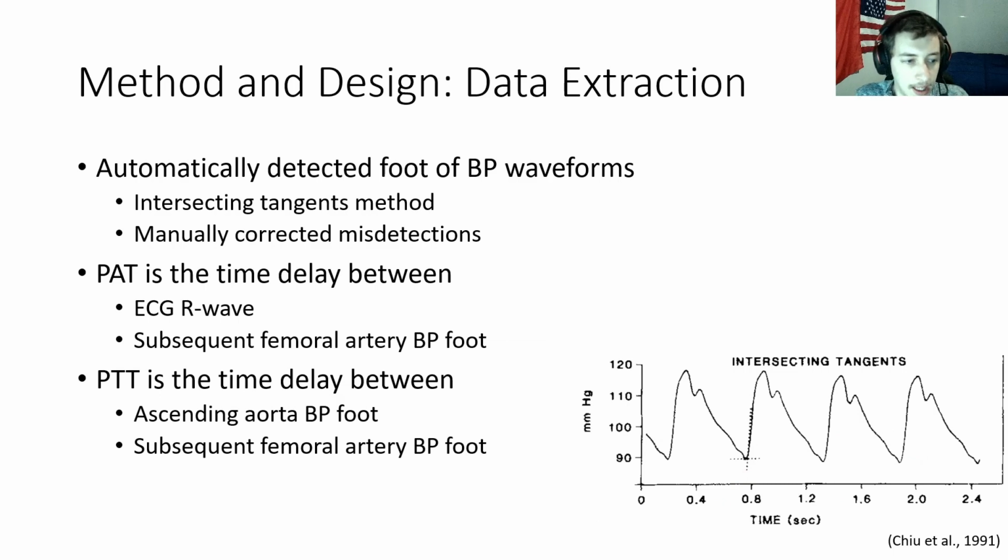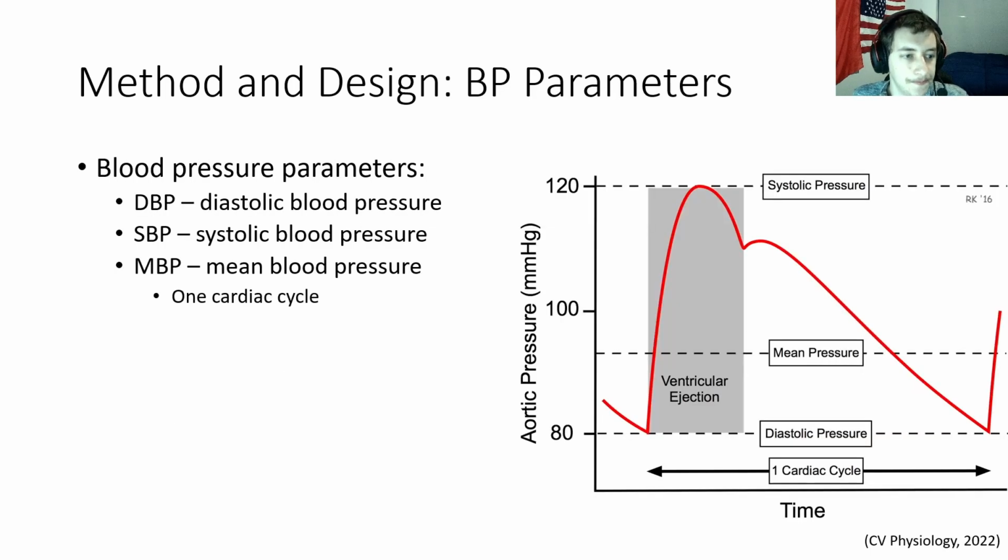Since they had the time at which the ECG was happening, they were able to define the pulse arrival time as the difference in time between the R wave and the subsequent foot of the femoral artery pulse wave. And then the PTT was similar, but instead of the R wave, you're using the foot of the blood pressure pulse wave in the ascending aorta.